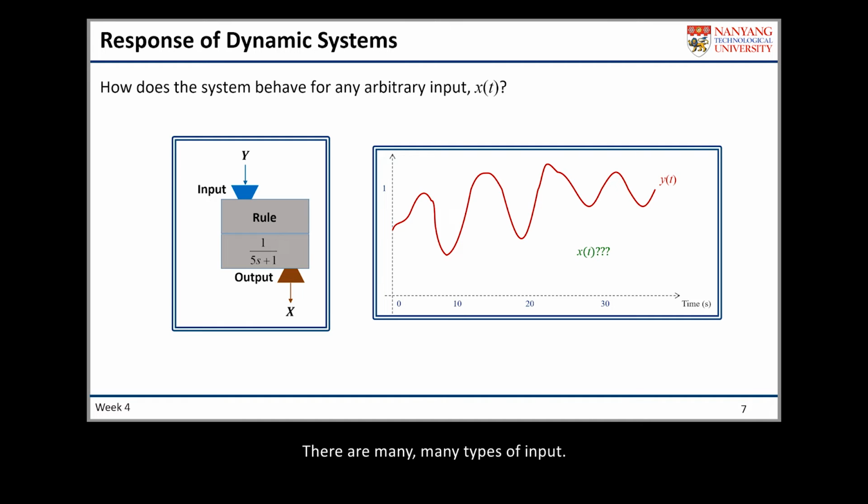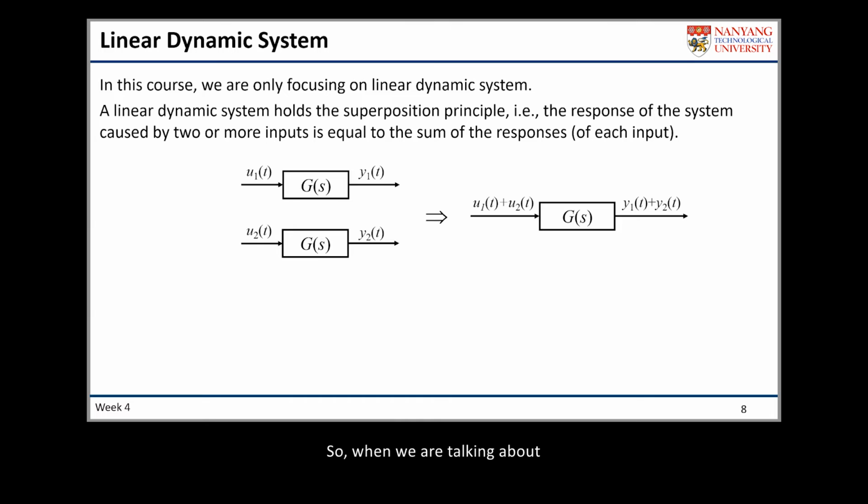There are many, many types of input. To answer that question, we will take a look at the unique property of a dynamic system, which is called the superposition principle. When we are talking about dynamic systems, any linear dynamic system to be precise, always holds the superposition principle. What is the superposition principle? Let's consider a system with a transfer function G(s). Now let's assume we give an input U1 to the system with a transfer function G(s).